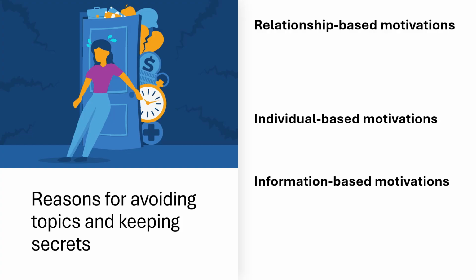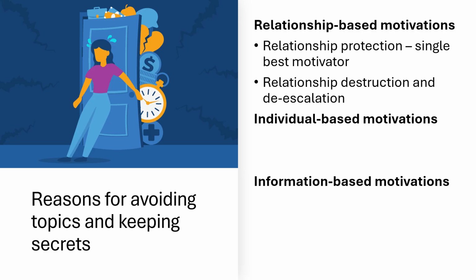So why do we, aside from privacy management, what are some of the reasons for avoiding topics and keeping secrets? There are three main categories for avoiding topics and keeping secrets. And the first are relationship-based motivations. The single best motivator to keep a secret or avoid a topic is to protect the relationship. So if you're worried the other person will disapprove and potentially abandon you, you are more likely to keep a secret or to avoid that particular topic.